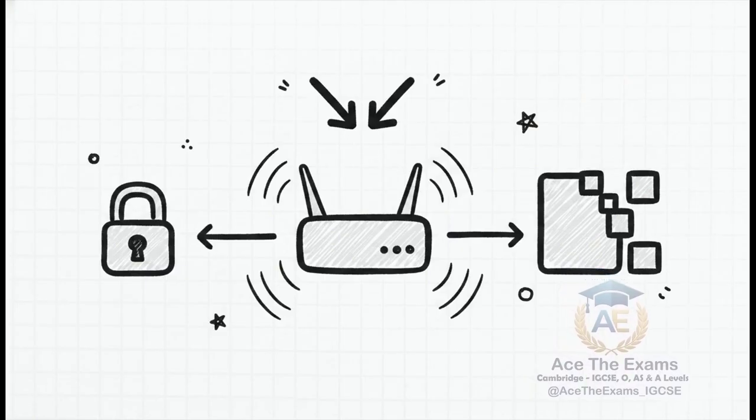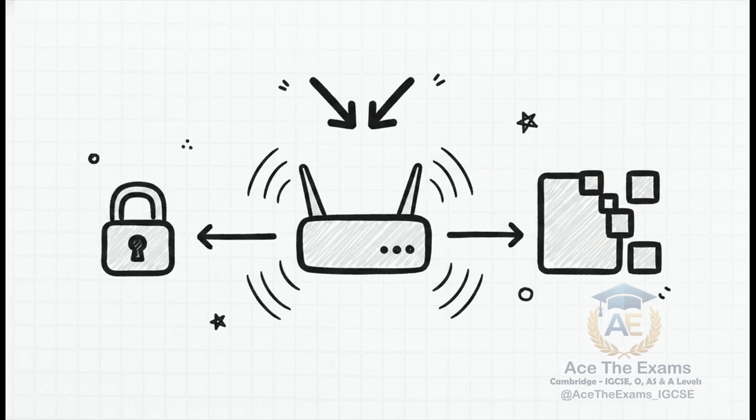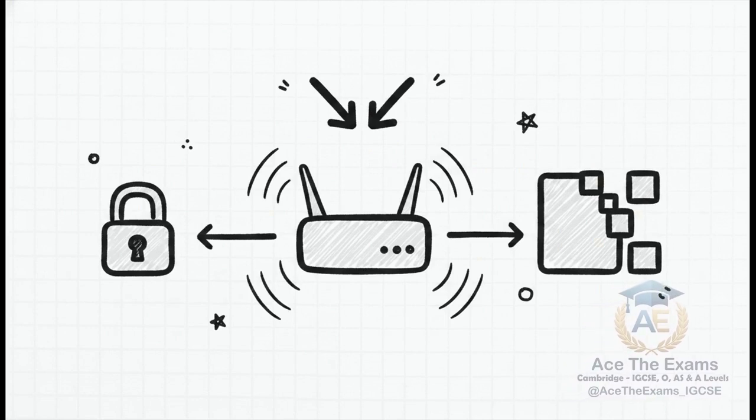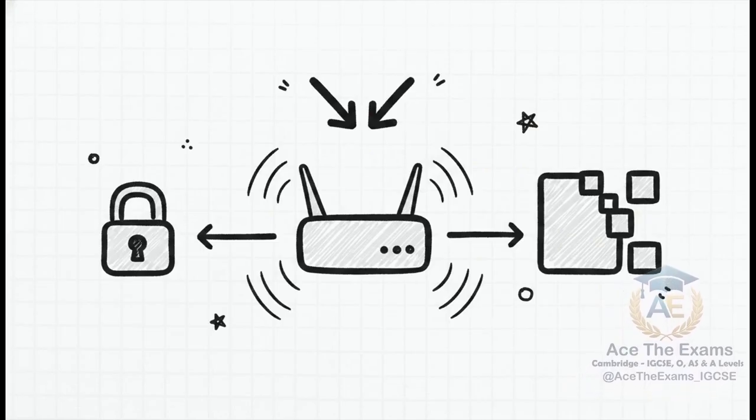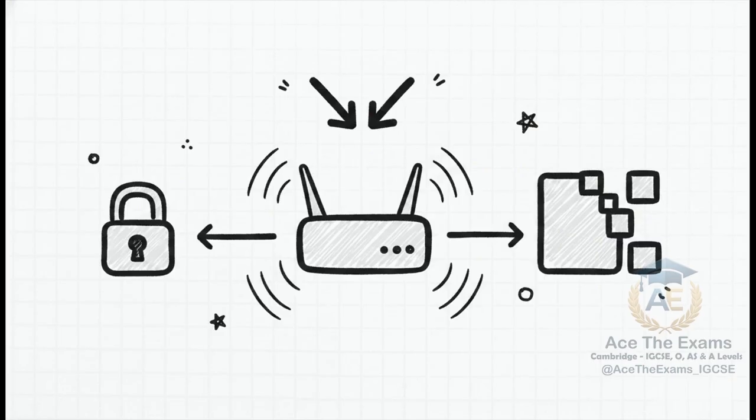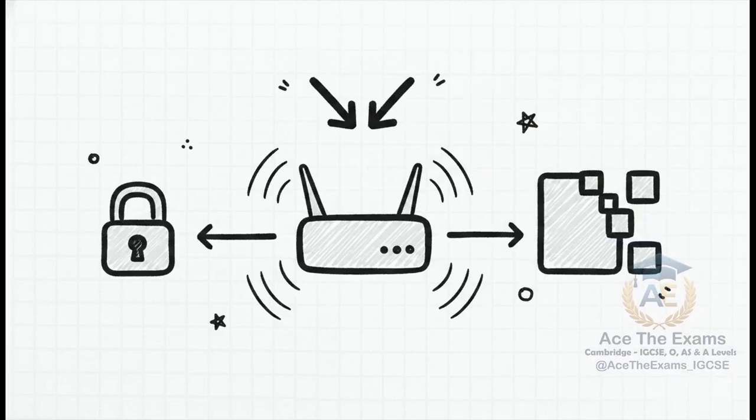Examiners love it when you ask and answer questions like, how does packet switching actually function over a wireless network where interference is high? How does CSMA/CA, carrier sense multiple access with collision avoidance, handle data collisions on a crowded Wi-Fi channel?